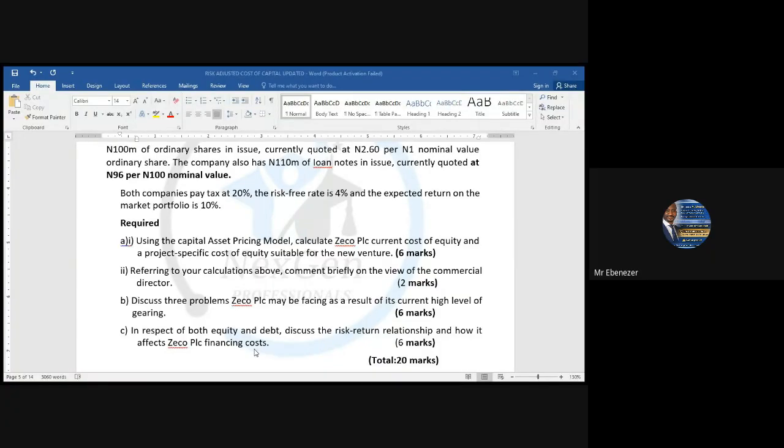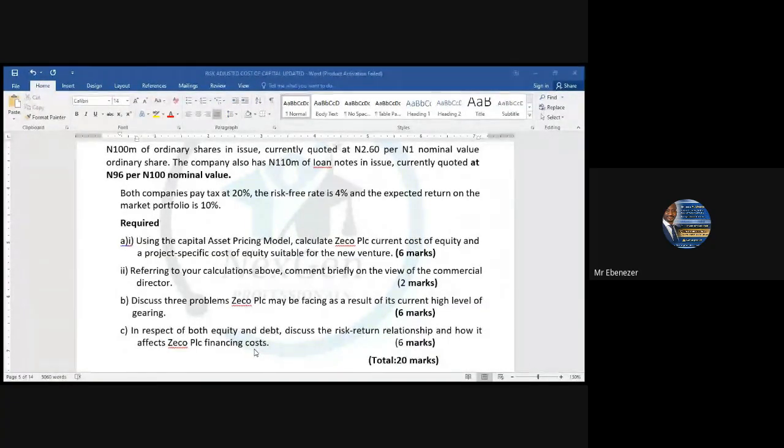So therefore, you just need to stop when you calculate the project cost of equity. In some questions the examiner can say risk-adjusted cost of equity or anything, but you should know that your cost of equity should include risk, right? So this is 6 marks.